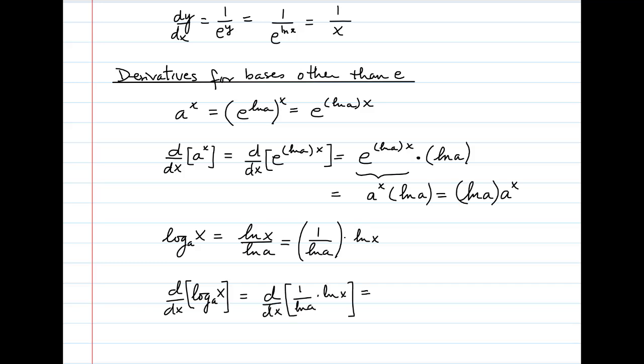All right, well, that we can do. This is just a constant here, so that just stays out, 1 over ln a. And then the derivative of ln x, we just derived that previously. You already know what that is. That's 1 over x. So our final answer would be 1 over x ln a. That's our derivative of a logarithm with any base here.